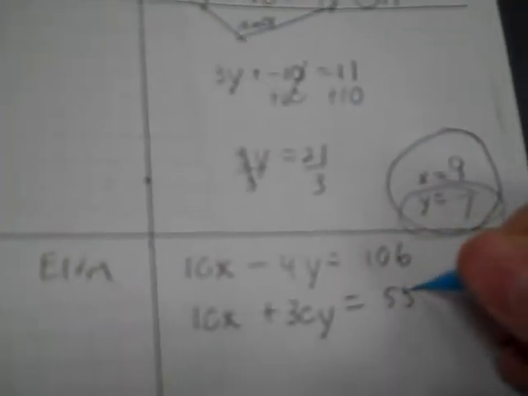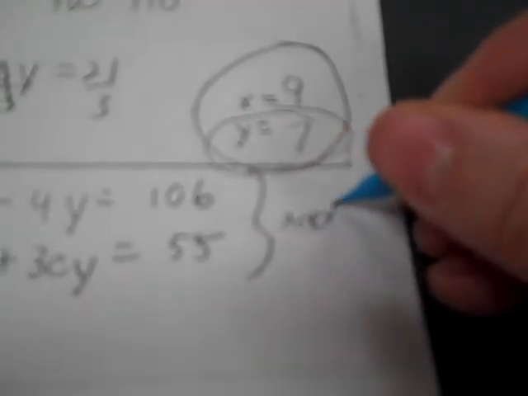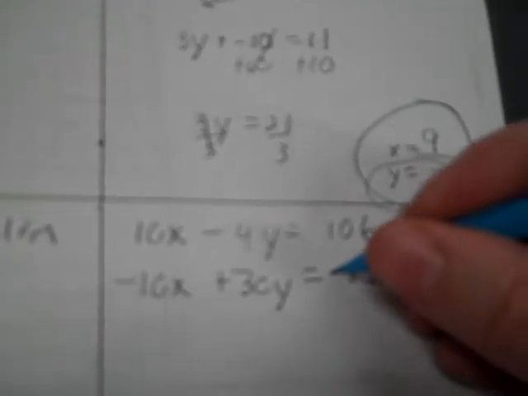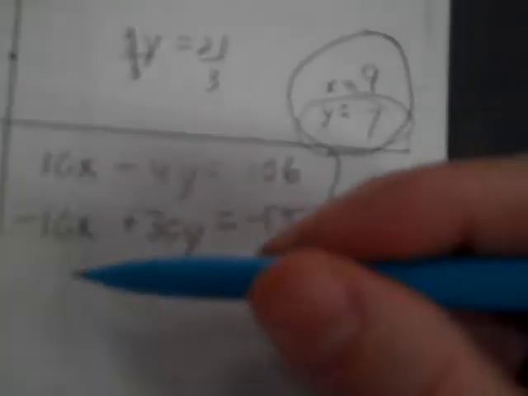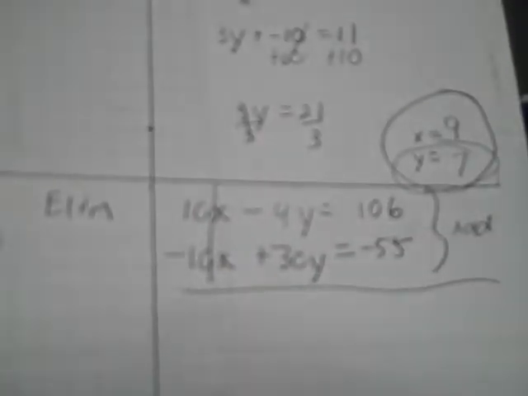On the bottom, you now have 10x plus 30y, and then 55. Now, 10 plus 10, you remember you always want to add. 10 added to 10 is not 0, but if I go negative, it will be. But then the 30 has to become negative, and the 55 has to become negative. Now they add to 0, deleted.